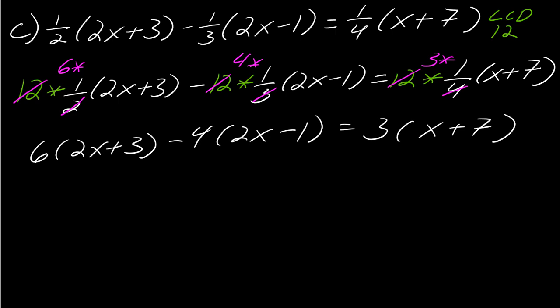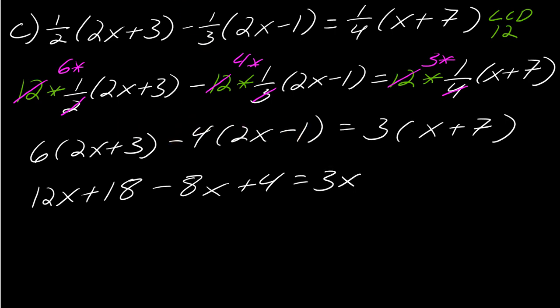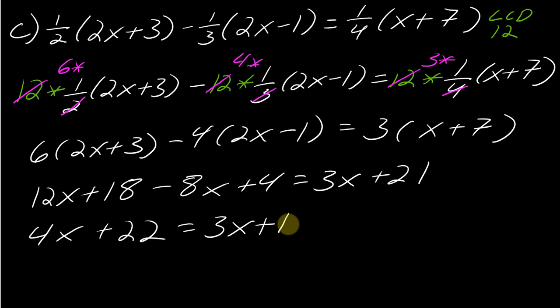So now we can go ahead and distribute. So this will be 12x plus 18 minus 8x plus 4. Make sure you recognize that's a minus 4, so be careful when you distribute. And then this is 3x plus 21. So collecting my like terms, I get 4x plus 22 equals 3x plus 21.